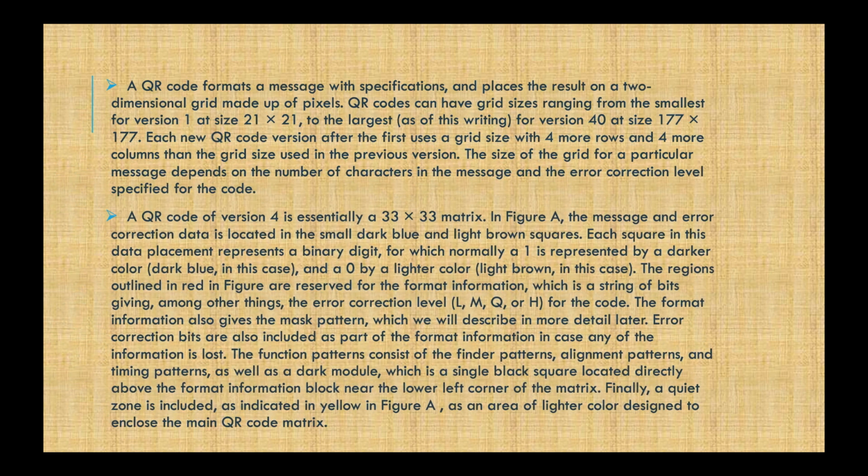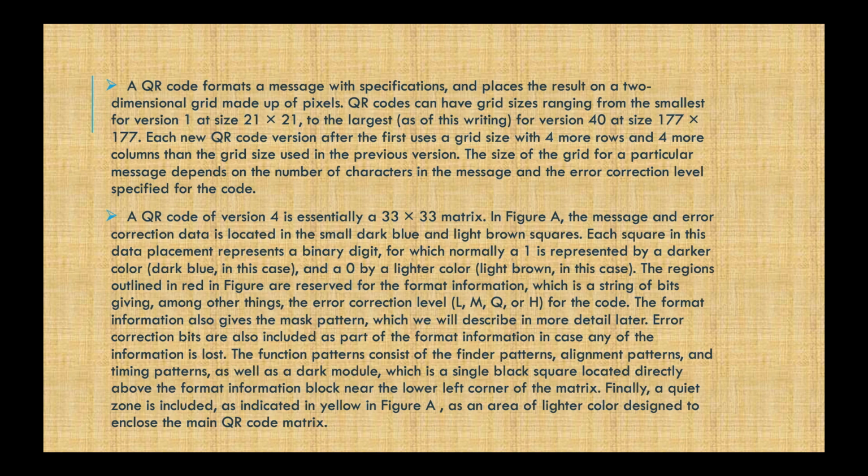A QR code of version 4 is essentially a 33 by 33 matrix. In the figure, the message and error correction data is located in the small dark blue and light brown squares. Each square in this data placement represents a binary digit, for which normally a 1 is represented by a darker color, dark blue in this case, and a 0 by a lighter color, light brown in this case.